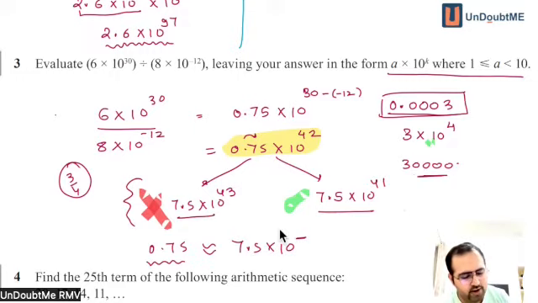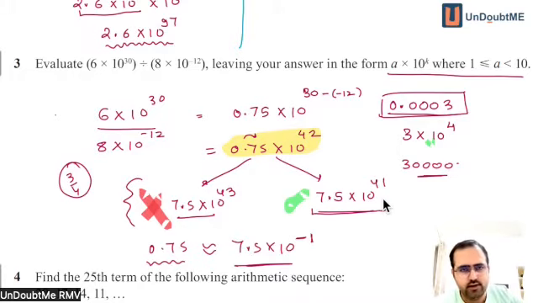This 0.75 will be written as 7.5 into 10 to the power minus 1. And then minus 1 plus 42 will be 41. That's why the answer will be 7.5 into 10 to the power 41. Yeah, got it, sir. Rajveer and Rishon, you were correct, so possibly you used the same logic. But yeah, this is better, this will be easy if you learn like this. And Raghav and Madison, I hope it is clear now. Yes, sir.